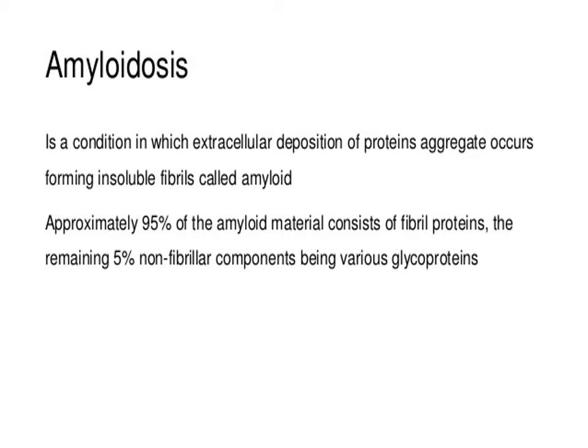amyloidosis is defined as a condition in which extracellular deposition of protein aggregates occurs, and they form insoluble fibrils called amyloid. Approximately 95% of the amyloid material consists of fibrillary proteins, and the remaining non-fibril component is various glycoproteins.